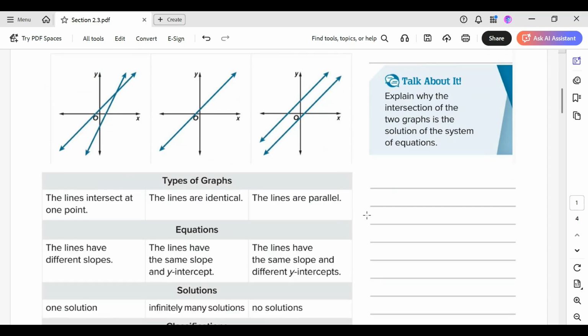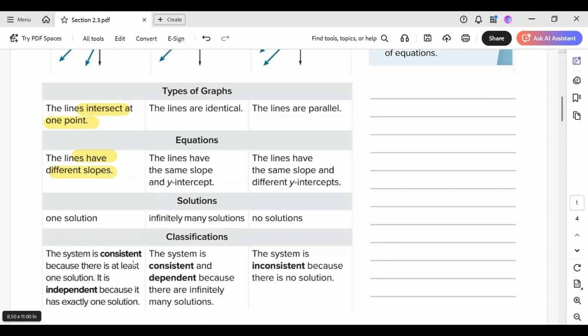Our first one is where we have one point of intersection. That means they have different slopes. There's going to be one solution, and it's known as consistent and independent because each one has its own graph.